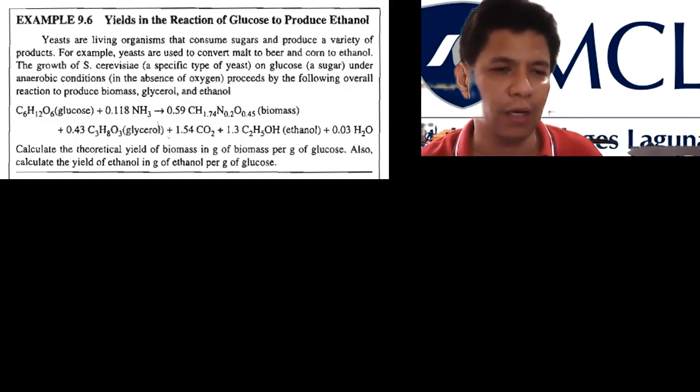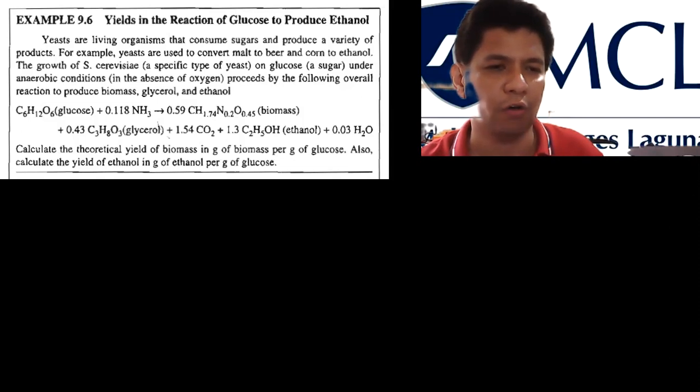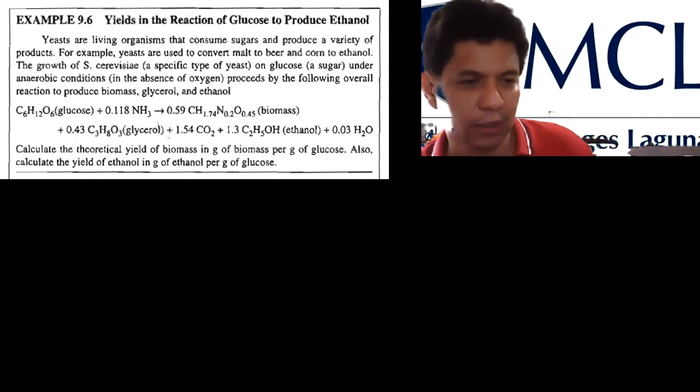So first, let's try to calculate grams of biomass per grams of glucose. We're going to use 1 gram of glucose as our basis. So we'll start with 1 gram of glucose, and then we're going to convert the grams of glucose to moles of glucose, and then use the stoichiometric coefficient in the reaction to calculate the moles of biomass, and then multiply the result with the molar mass of biomass to calculate the grams of biomass per grams of glucose. Let's try to do that.